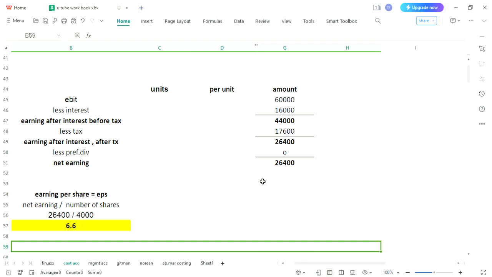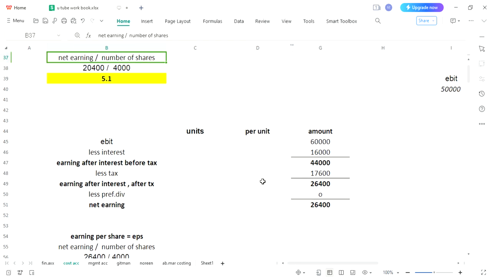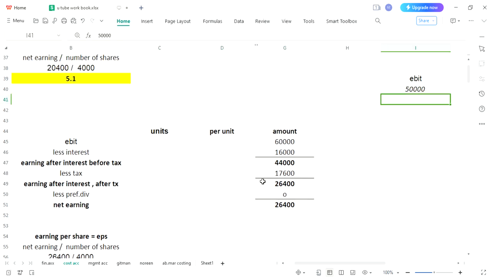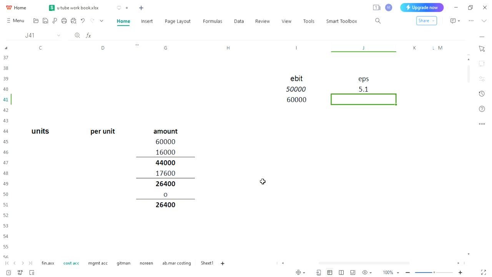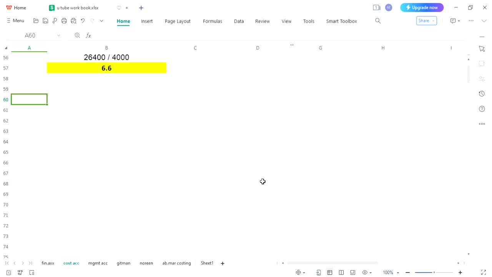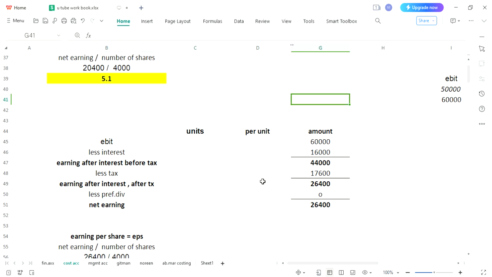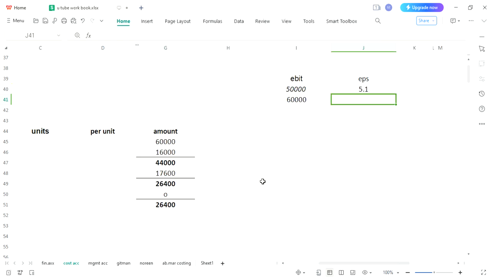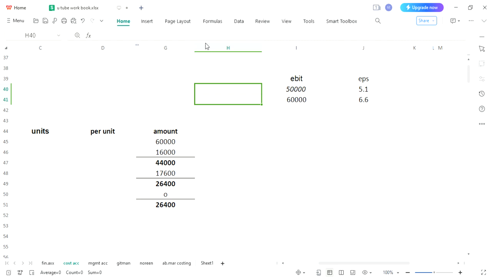So two aspects have been calculated. The second EBIT used for structure A was 60,000, and EPS, earning per share, which was calculated, is 6.6. So let's put it over here, 6.6. This was for structure A, and let's mention that these attributes are for structure A.